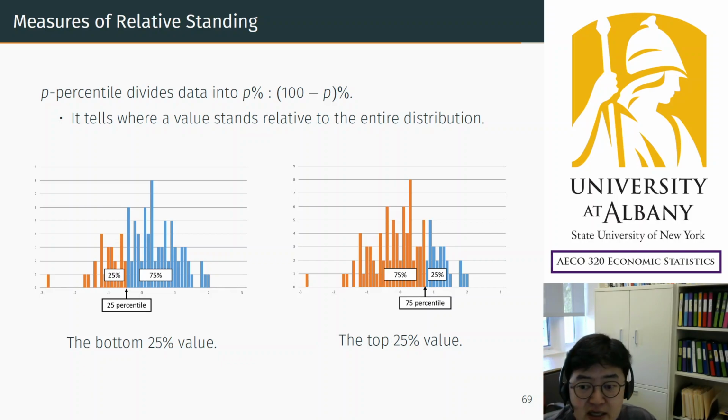But as I said, it doesn't need to be 25 or 75. You can think about the 1st percentile, 99th percentile, or the 60th percentile, whatever. You can choose your custom numbers and calculate the percentile, which is a measure of relative standing. So relative to the whole distribution, what is, say, the top 10% or top 25% or bottom 10%. So it's a more relative thing.